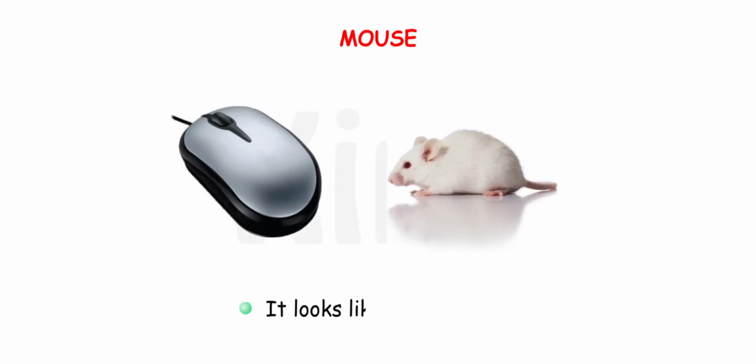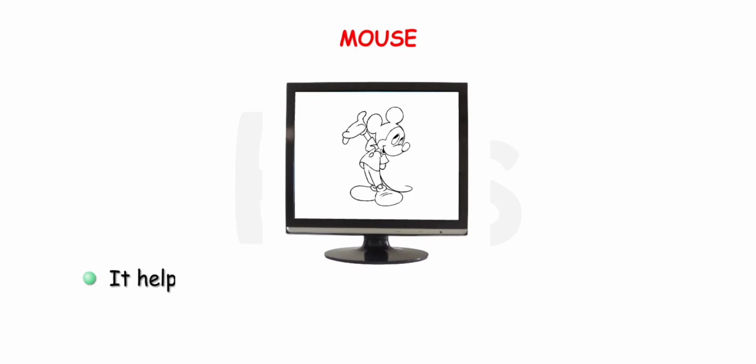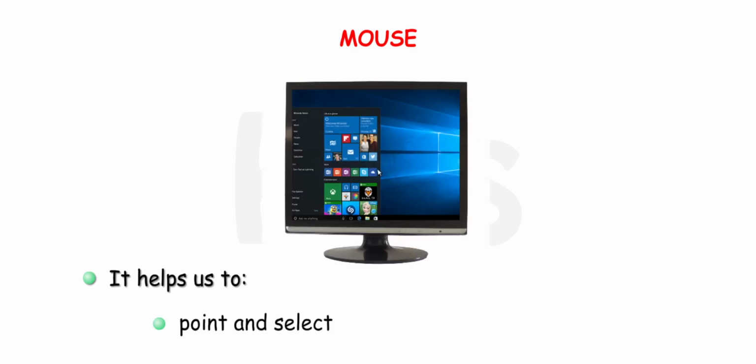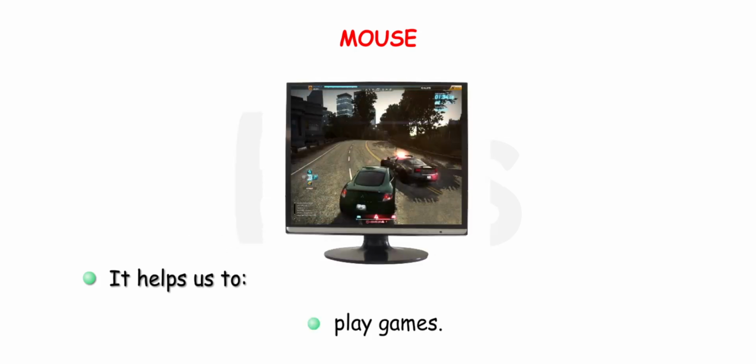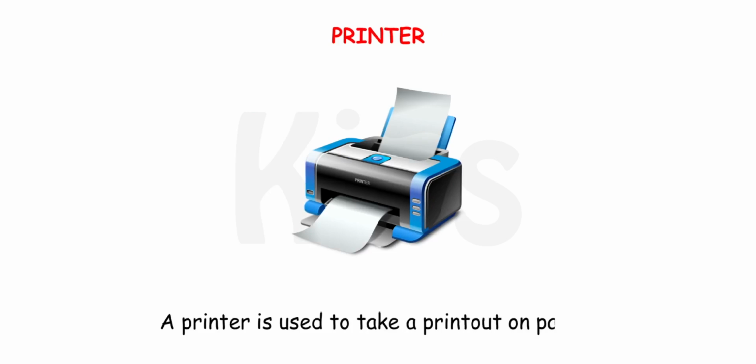Okay, now we shall talk about mouse. This is a computer mouse. It looks like a real mouse. It has 2 buttons. It helps us to draw pictures, point at things on the monitor, play games. All right, students, let me tell you about printer. A printer is used to take a printout on paper.